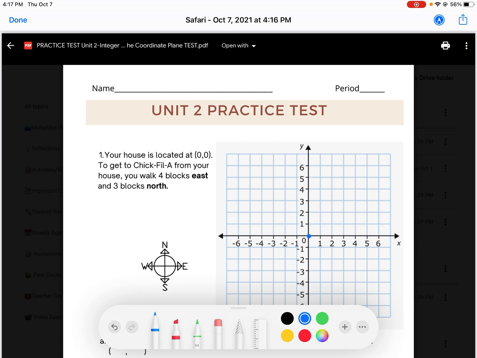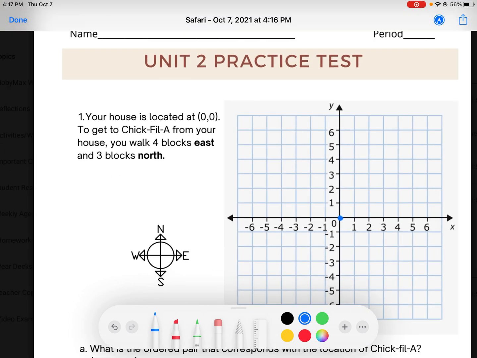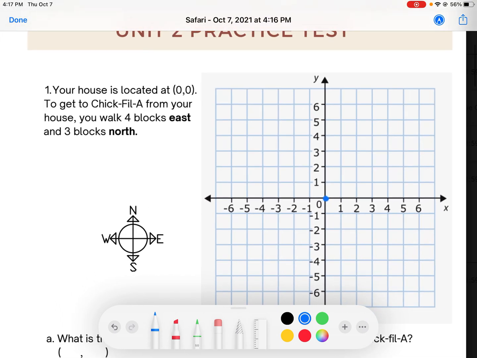All right, so let's take a look at this compass just in case you don't know which way that is. We know that north is going up, and we know that east is going to the right. So we'll start off east, that's going to the right. So we're going to go 1, 2, 3, 4 right there. And then we know we go 3 blocks north. And remember, north would be up. So we're going to go 1, 2, 3. All right, so we are right here at this point.